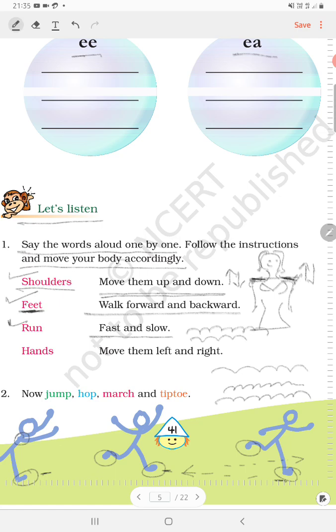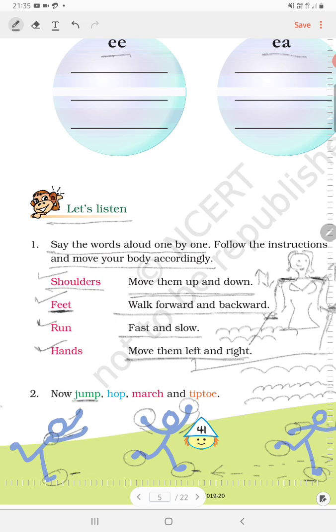Okay, then you've got your hands. These are your hands. From your shoulder down below your hands. What do you do with your hands? Move them left and right. See this girl? She's got her hands. This is looking forward. This is her right hand, and this is her left hand. So you have to move them left and right. Okay, these are the instructions. Try to do them.